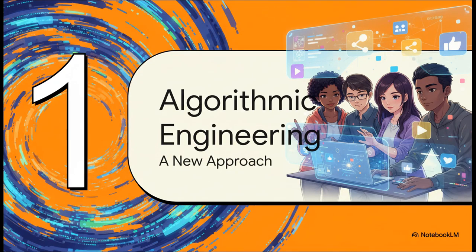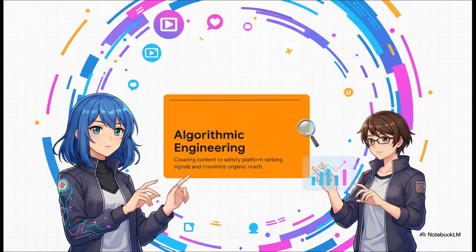Okay, so that's the problem. But this is where things get really interesting. There's a huge shift happening, a move away from fighting the platforms and toward working with them. And this is all about something called algorithmic engineering. So what on earth is algorithmic engineering? Well, it's pretty much what it sounds like. It's the art and science of creating and formatting your content specifically to make a platform's algorithm happy.